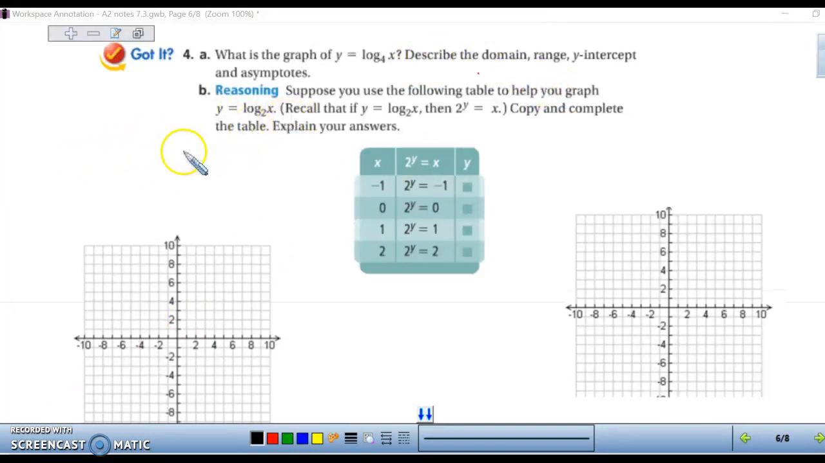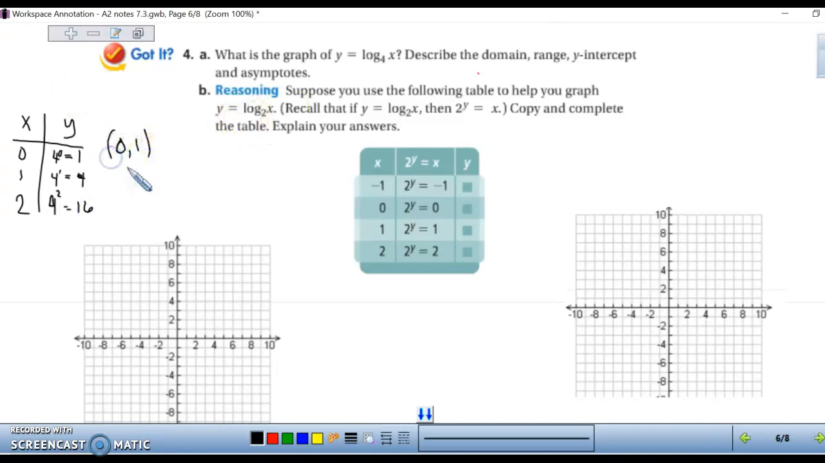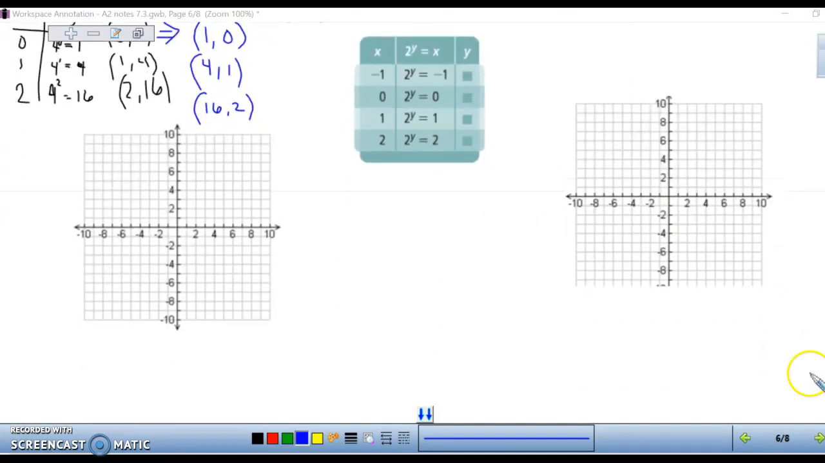Because logarithms are the inverse of an exponential, I'm going to first look at an exponential function. So if we did like 0, 1, and 2, we would have 4 to the power 0 is 1, 4 to the power 1 is 4, and 4 to the power 2 is 16. So for our exponential function, we would have 0, 1, 1, 4, and 2, 16. For our logarithmic function, we switch the x and the y. So we have 1, 0, 4, 1, 16, 2. So let's plot those points and graph it.